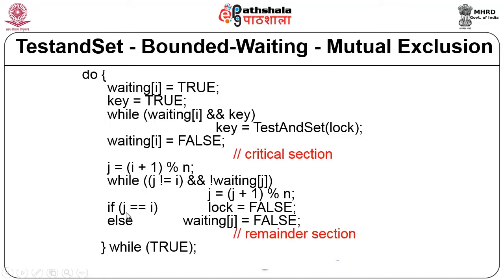If it had come out because j is equal to i, it will just change the value of lock equal to false and come out. Or if it came out of this while loop because waiting of some other process is equal to true, it will change the waiting of that particular process to false and go to the remainder section. So, this is the algorithm. Now, we will see with an example how this satisfies mutual exclusion.